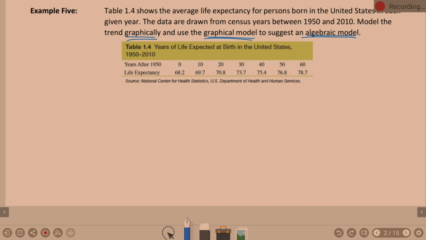Oh, we didn't talk about what you're putting in for what. 0, 10, 20, 30, 40, 41. Okay. So years after 1950, we're going to put into L1, and life expectancy is going to go into L2.